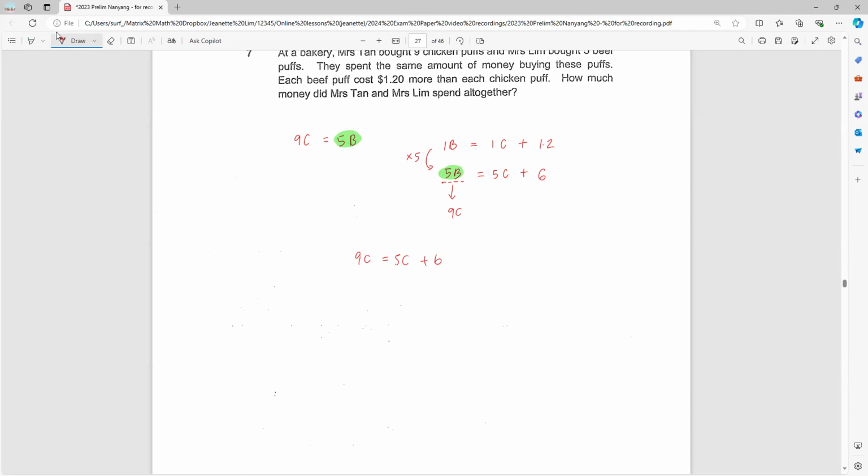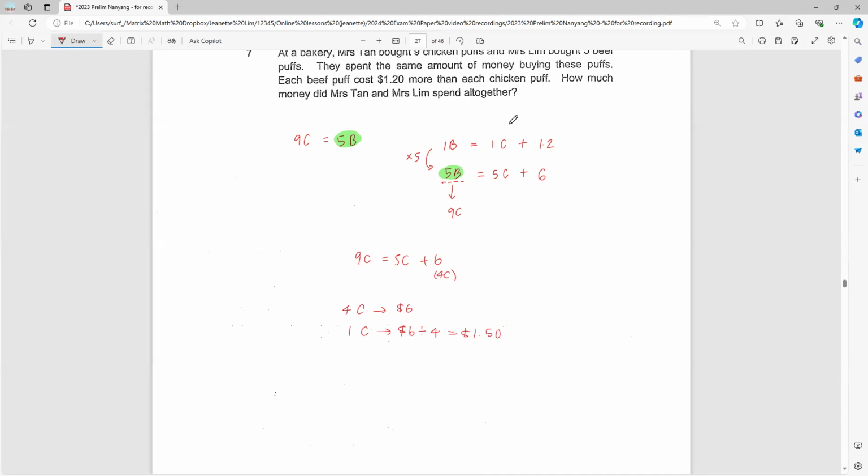So if you look at this equation, what is the $6? $6 is the cost of how many chicken puffs? So for this to make sense, this has to be 4 chicken puffs. Okay, because 5 chicken puffs plus 4 more to give you 9. So 4 chicken puffs is $6. 1 chicken puff is $1.50.